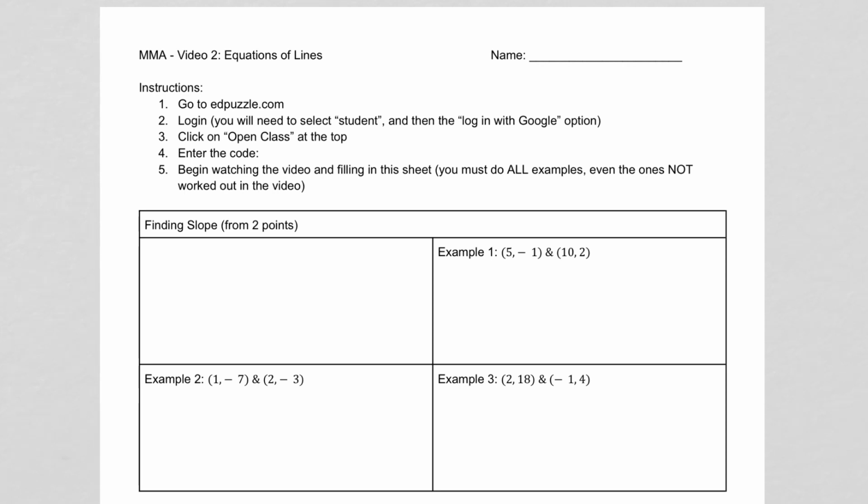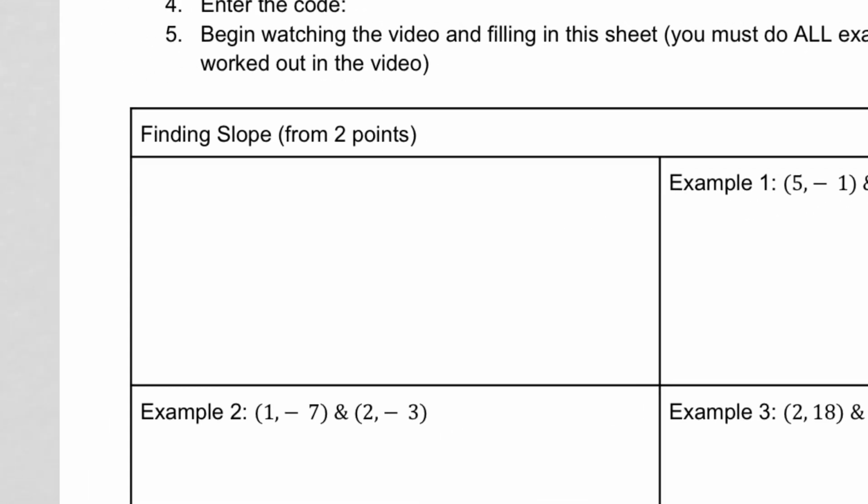So the first thing we're going to talk about is finding slope. And we actually use something that we call the slope formula. And so hopefully you know what this is. I'm going to use the abbreviation m because m is the variable for slope. And it's equal to y2 minus y1 over x2 minus x1. And y2, y1, x2, x1, those all come from the points that you're going to be given.